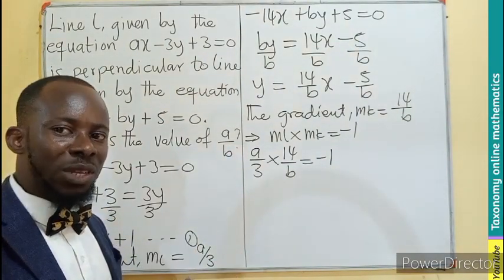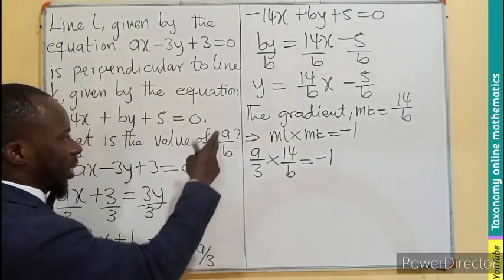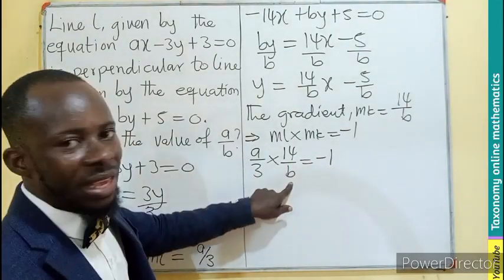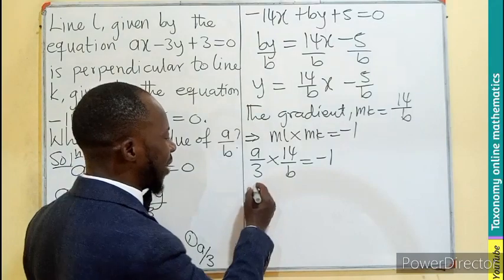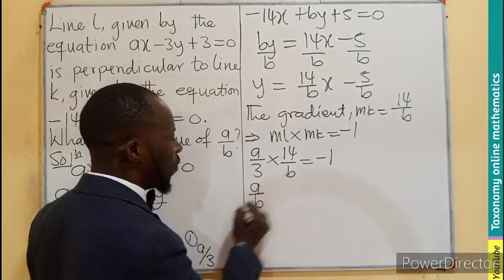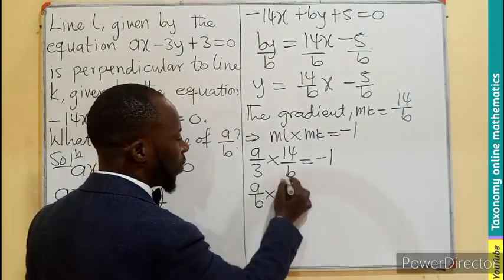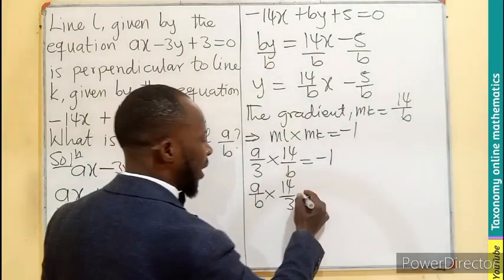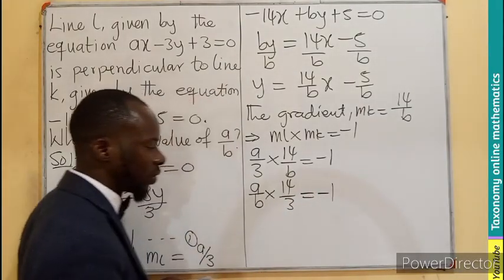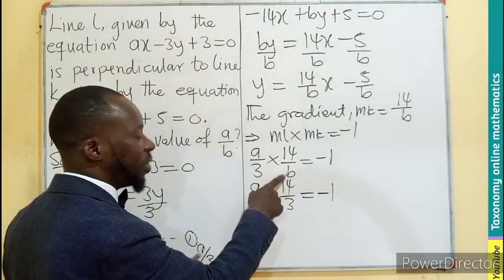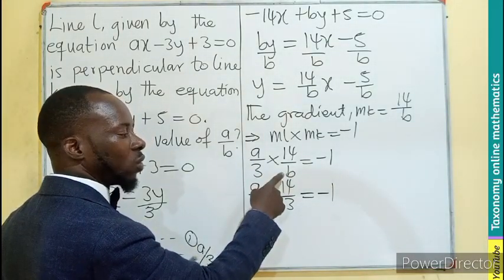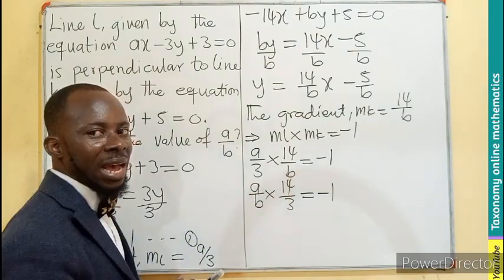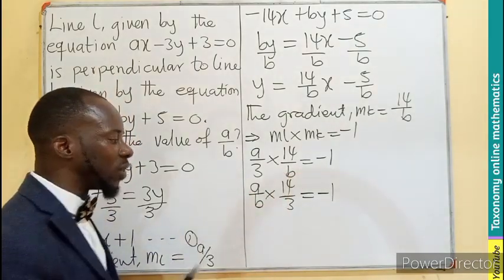Since multiplication is commutative, and we are looking for a over b as a fraction, I can see a over b. So I'll rewrite this as a over b times 14 over 3, which will be equal to minus 1. We can see a over b. They are multiplying, so the a can be here, the 3 can go there. It is the same value if we change their positions.